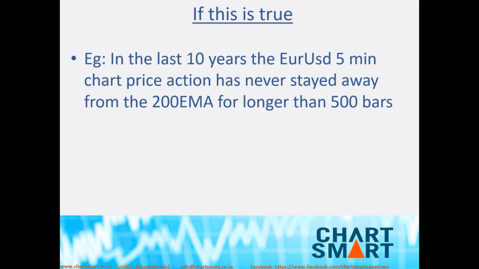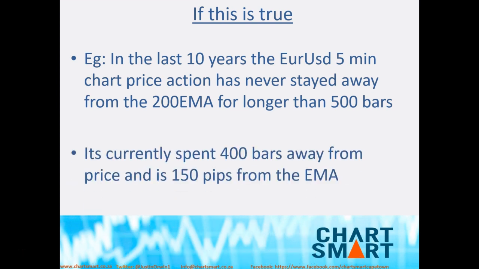If we take the last 10 years of data, 5-minute data on the euro-dollar chart, and that data we calculated showed that price has never stayed away from the 200-period moving average for longer than, say, 500 5-minute bars. So we go back 10 years, that's a fairly substantial amount of data, especially on a 5-minute chart. And we find out that the euro dollar has never managed to stay away from the 200 moving average for longer than 500 bars.